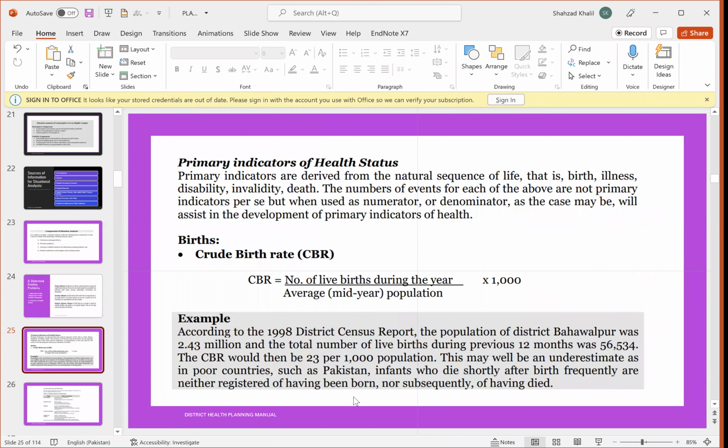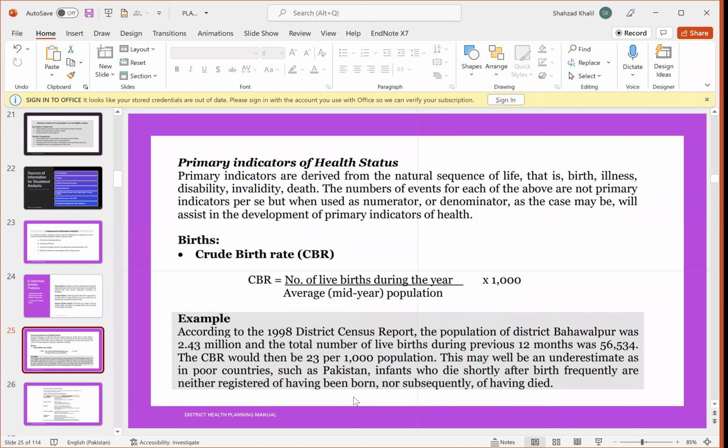Giving an example of the primary indicators of the health status, primary indicators are derived from the natural sequence of life, that is birth, illness, disability, invalidity, and death. The number of events for each of the above are not primary indicators per se, but when used as numerator or denominator, as the case may be, will assist the development of primary indicators of the health.